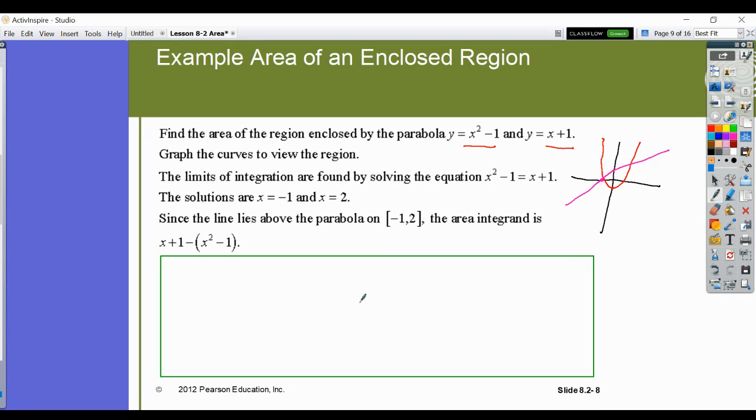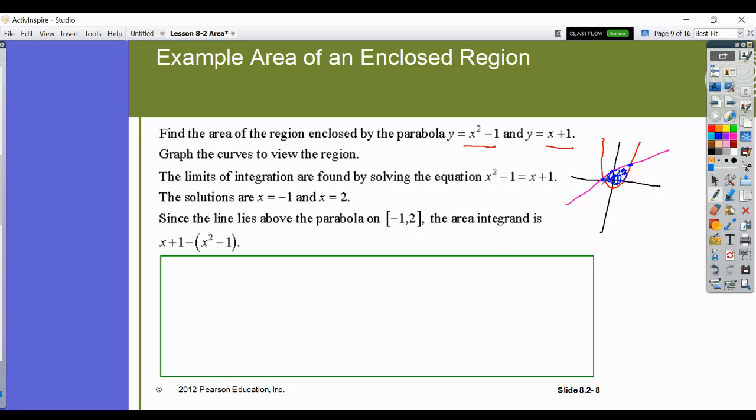Now, the limits of integration are found by solving... we want the area enclosed. There we go. So we need to find the area of this stuff inside here. So in order to do that, we need to find these points where they intersect. So that's why that was on the warm-up. If you did that, we need to find where these intersect.